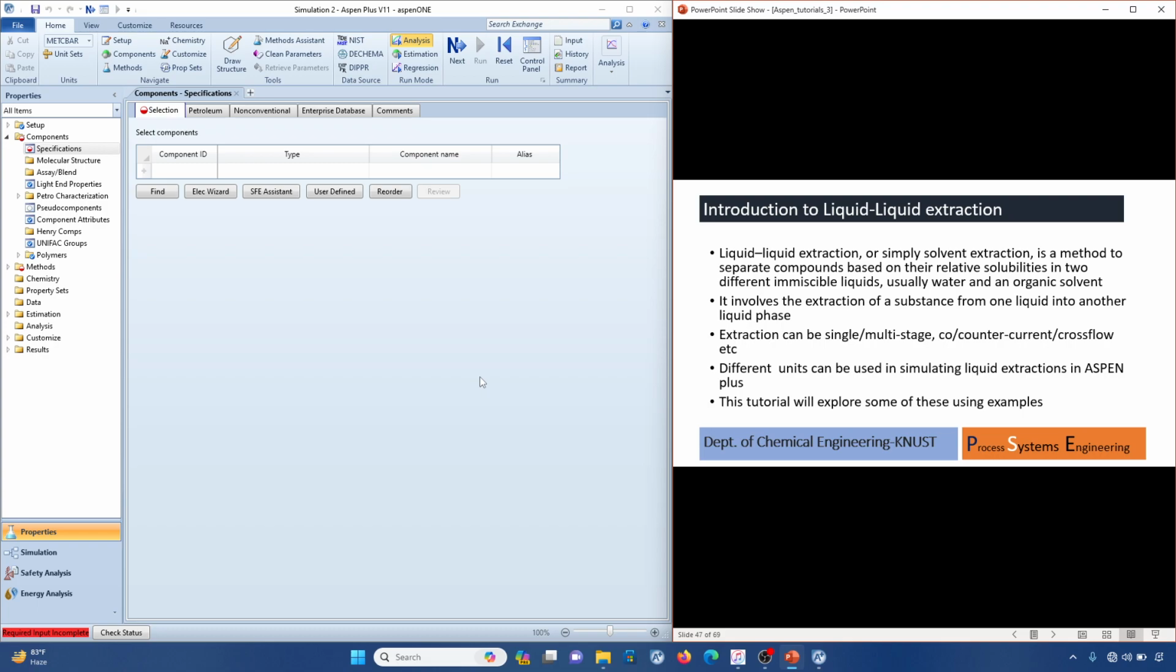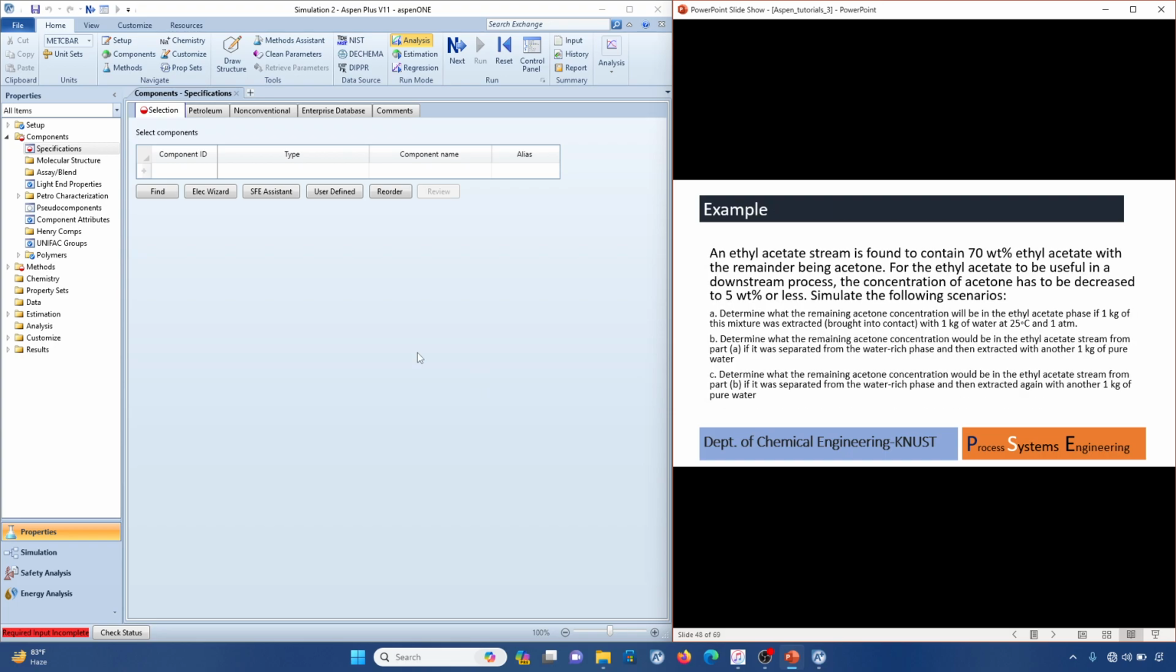So extraction can be a single-stage process or a multi-stage process. There are various configurations; it can be co-current, counter-current, or cross-flow. So it can be modeled, and there's a lot of flexibility to the modeling in Aspen. We are going to see two forms of these as we move ahead. We'll attempt to solve the problem.